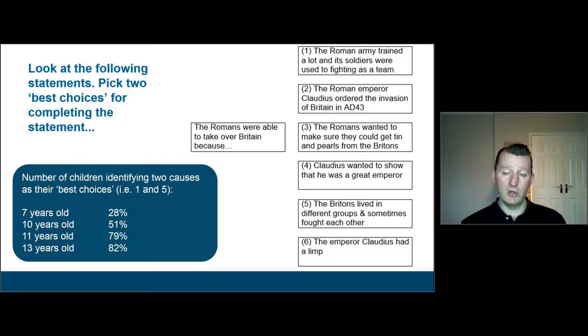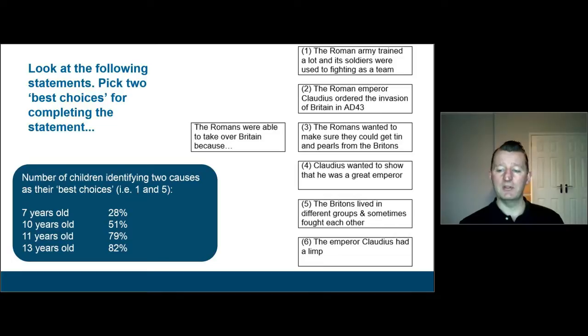Now, the two that really work are 1 and 5. So the Romans were able to take over Britain because the Roman army trained a lot and its soldiers were used to fighting as a team. So they were able to take over Britain because they had a good, solid fighting force.